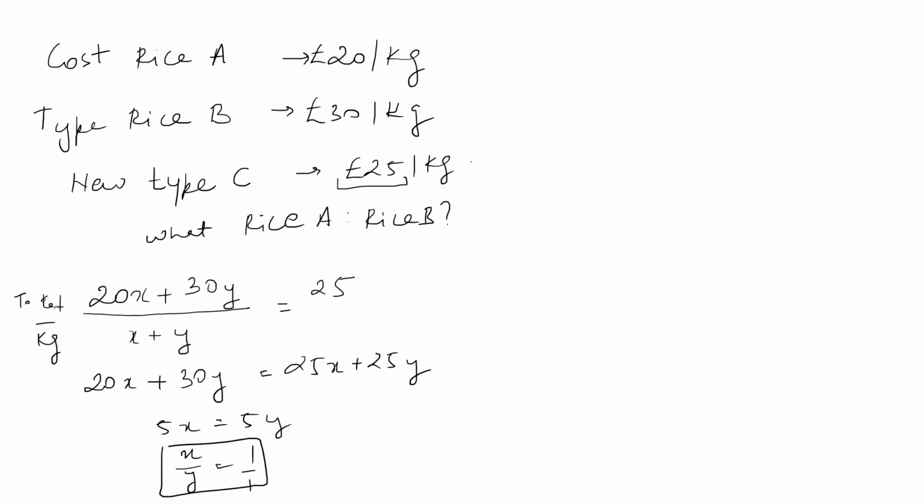Now, what does this mean? It's very important that you understand what we are trying to do. Here we're saying 1 by 1. This means that you're adding one part of rice A and one part of rice B. Okay, now this is the traditional method.